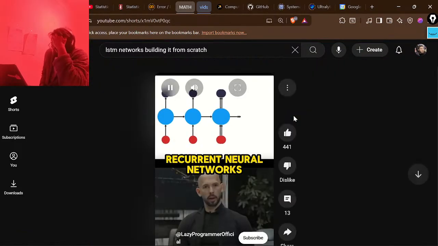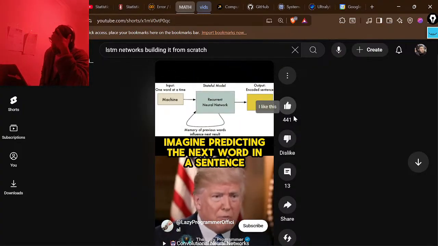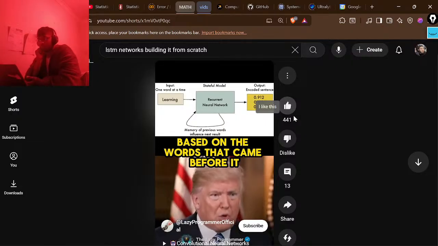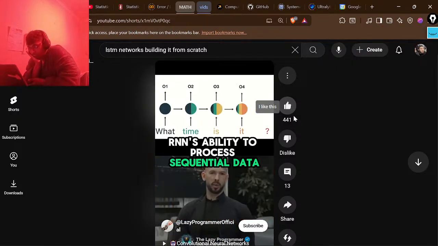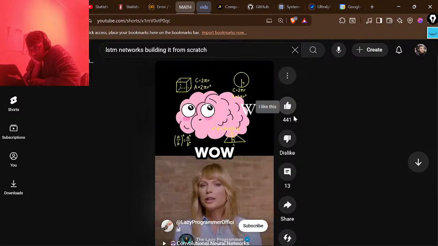Have you heard of recurrent neural networks in machine learning? No, what are they? RNNs are neural networks with memory. Imagine predicting the next word in a sentence based on the words that came before it. Exactly. An RNN's ability to process sequential data makes it powerful in speech recognition, stock market prediction, and text generation. Wow, can you give a math example?